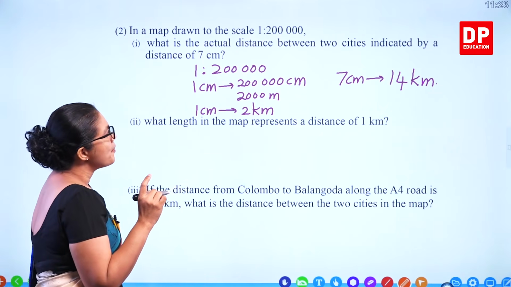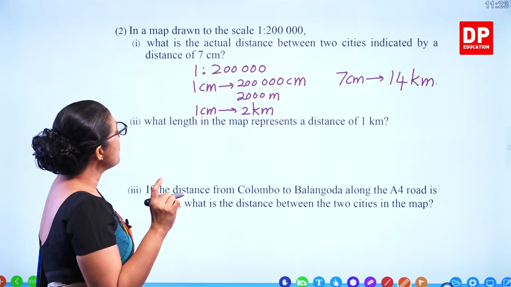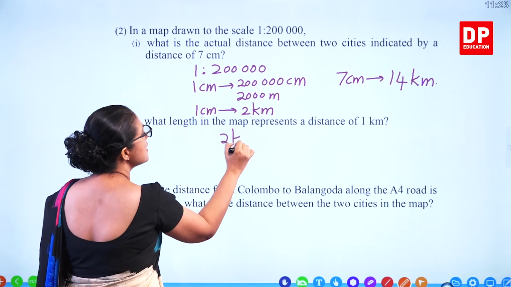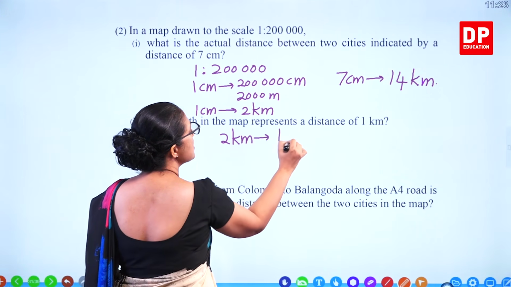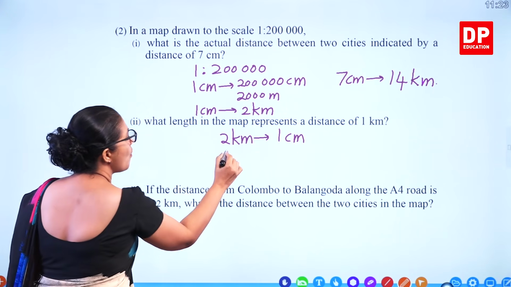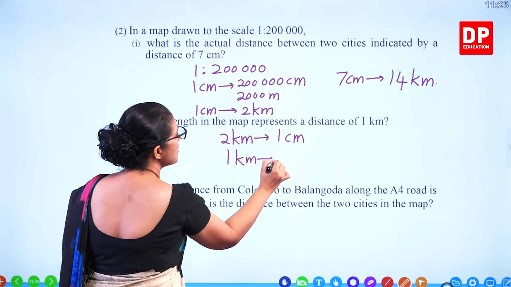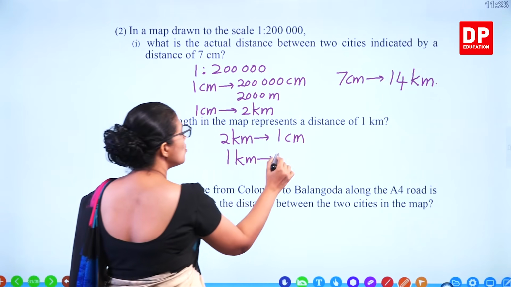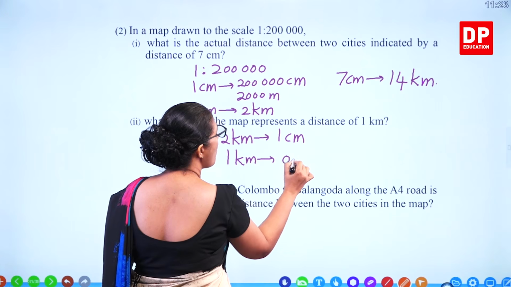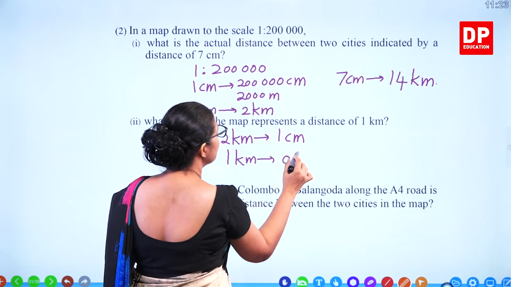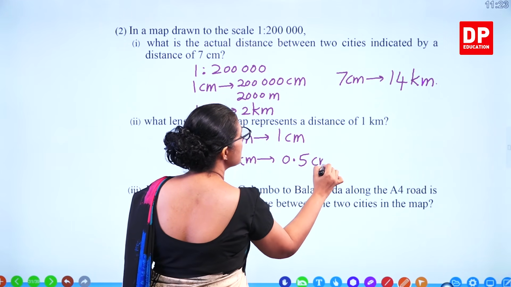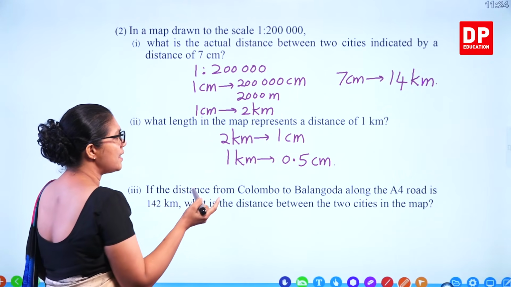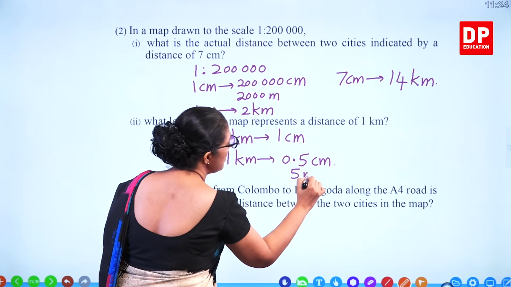What length in the map represent a distance of 1 kilometer? So 2 kilometers is 1 centimeter. Now we have to do other way around. So 1 kilometer means you have to divide by 2. 1 divided by 2, half of a centimeter or 0.5 centimeter length. Or you can multiply by 10 and write 5 millimeter length.